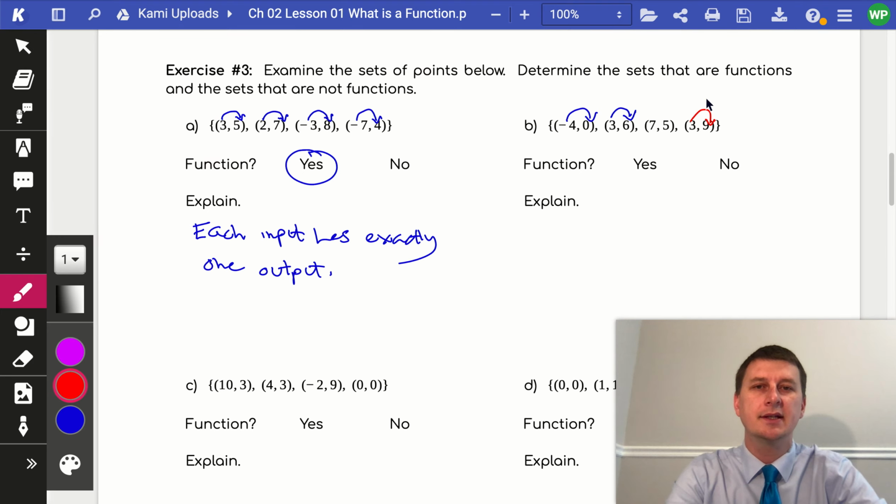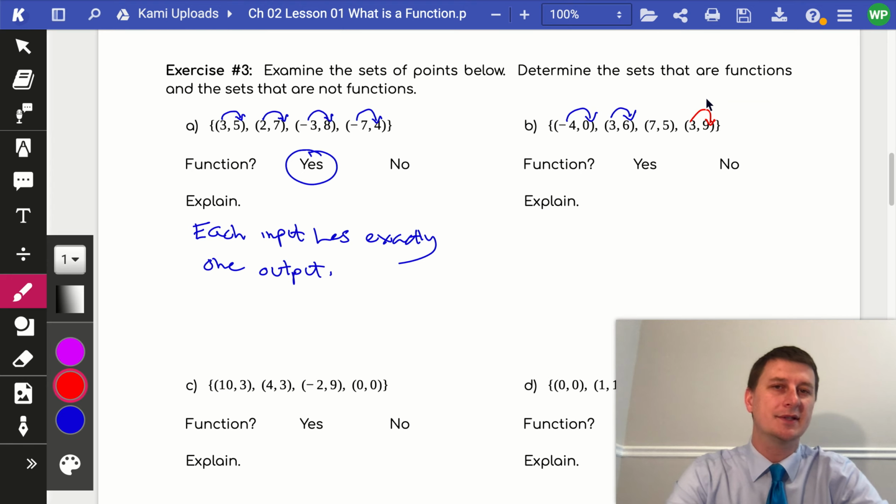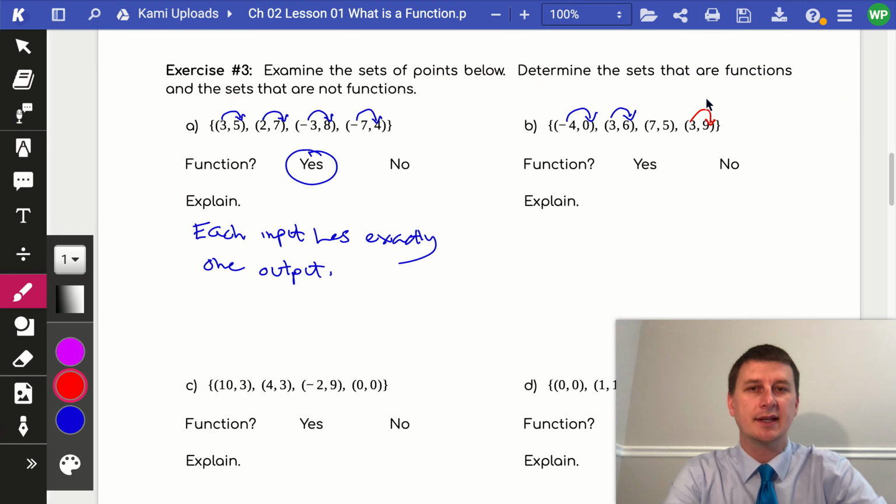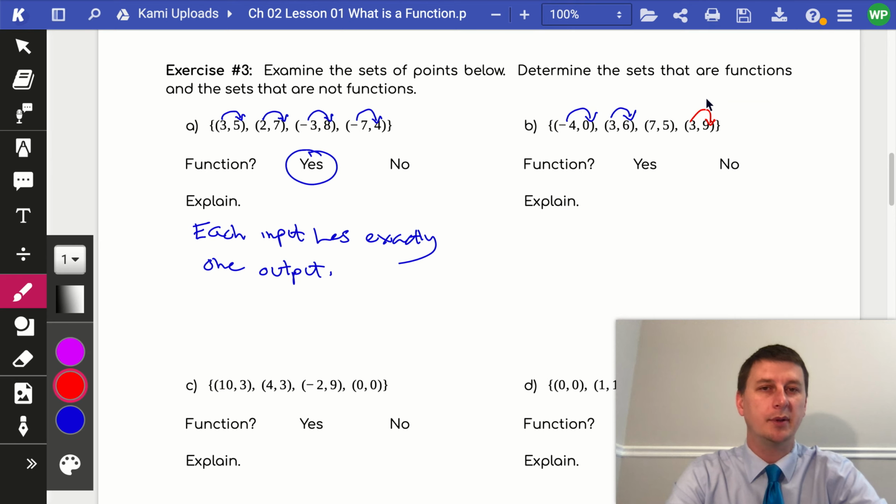So based on this set of points, if I were to say, what's the output when the input is 3, you wouldn't be able to give me a definite single answer. Because if you said 6, you'd be right. If you said 9, you'd be right. If you said 6 or 9, you'd be right. But remember, you can't have more than one output for each input. So remember, we can only have exactly one output for each input. So is this a function? And the answer is no.